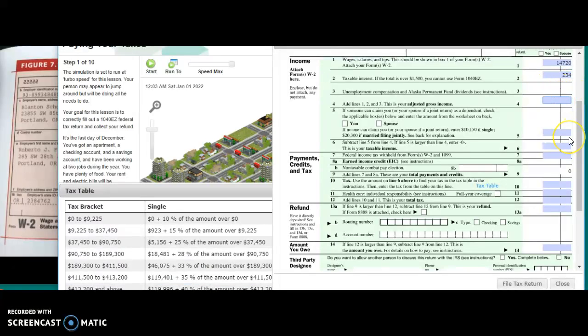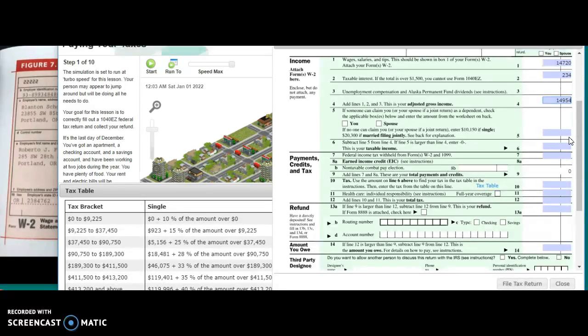Line 4 asks us to add lines 1, 2, and 3 together. So again, no commas, dollar signs, any of that. So we're going to add $14,720 to $234, and we're going to get $14,954.